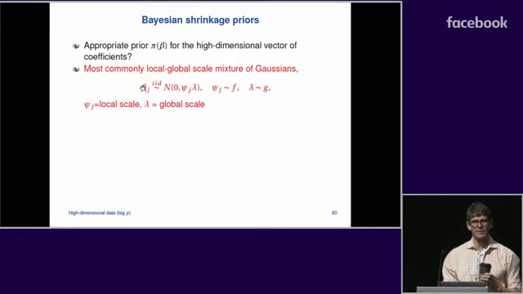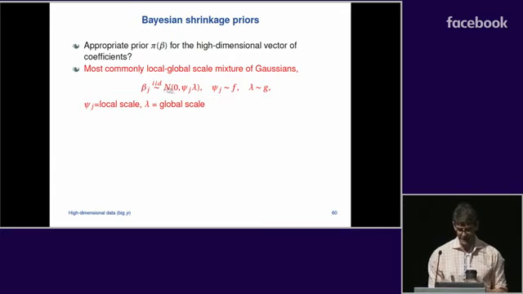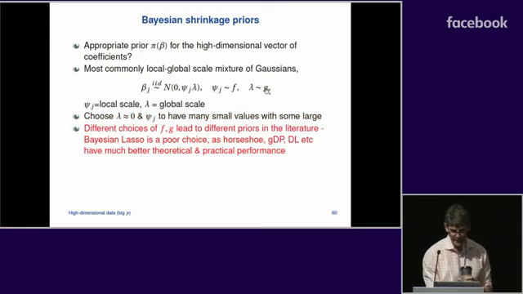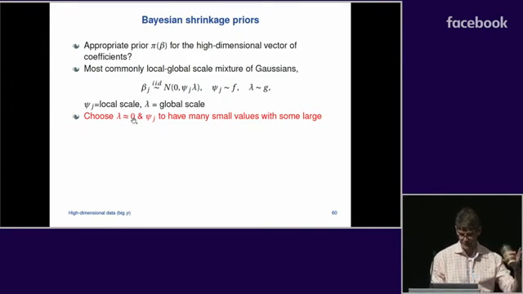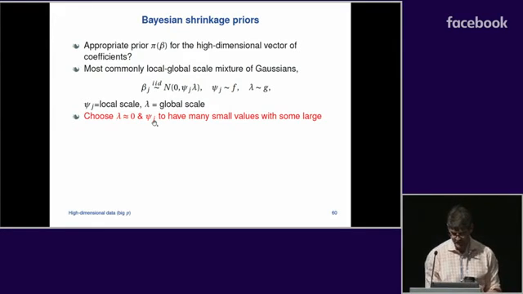Many of the priors can be written in this, Nick Polson had a nice paper on this, global-local scale mixture of Gaussian framework, where the beta j's are drawn conditionally IID from this normal zero psi j lambda, and then we put some sort of prior on psi j and on lambda. So these are the local scales, and this is a global scale. And then we would choose an appropriate f and g. This is a kind of game. And we would like to choose lambda to be close to zero to correspond to global sparsity, and then psi j to have heavy tails.